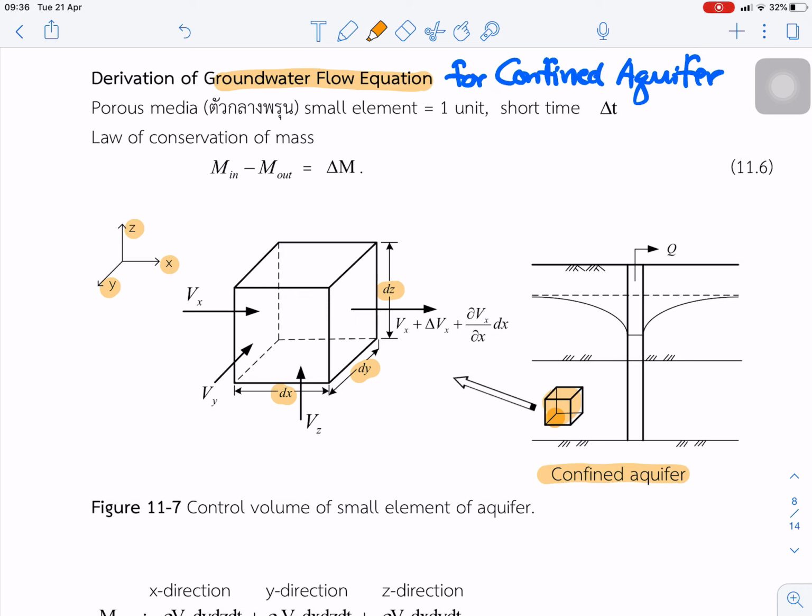The flow starts from this Vx, passes through, and flows out on the right hand side. So the change of velocity can be delta Vx. This is a change of velocity, and this term can be substituted in terms of the partial differential form.